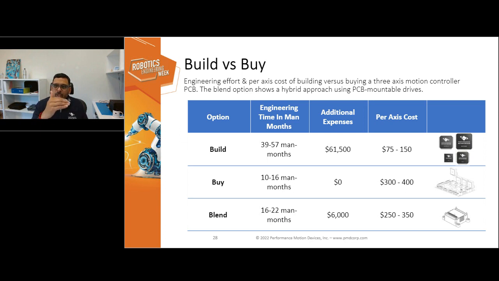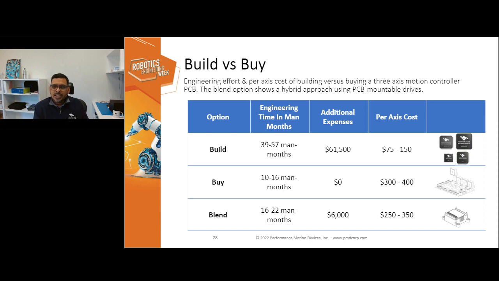Typically that decision point comes down to the final volume. If the volume is 1,000 pieces or less of your machine, then the blend works. And if it's really high volume, then a build option works. So we've seen customers start in the middle with the buy for prototyping and then transition to either build or the blend. There's a white paper on our website that walks through this in detail.